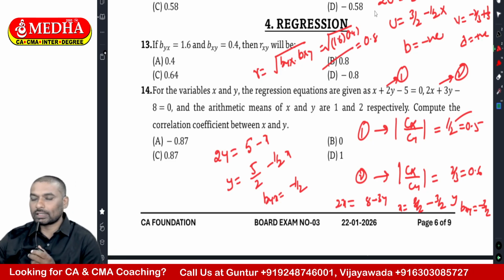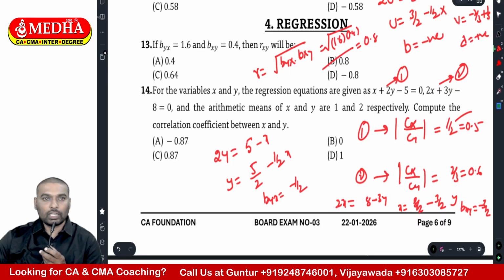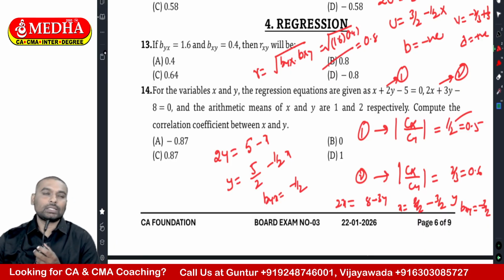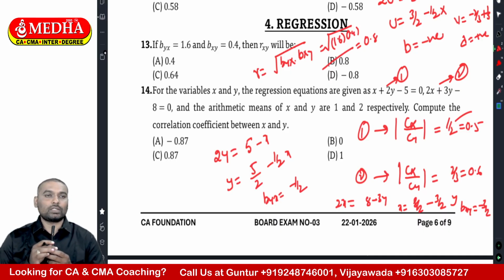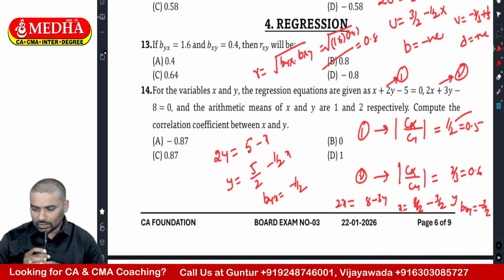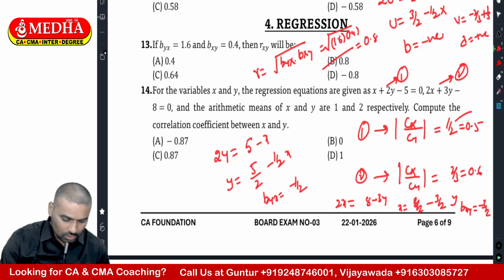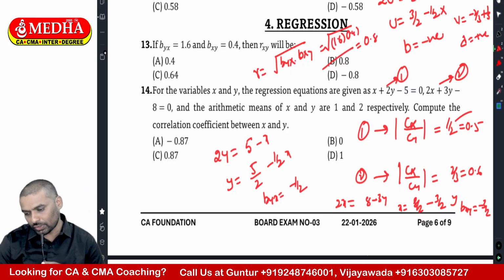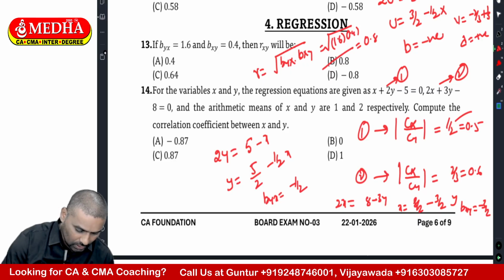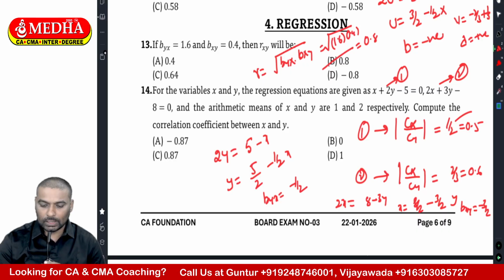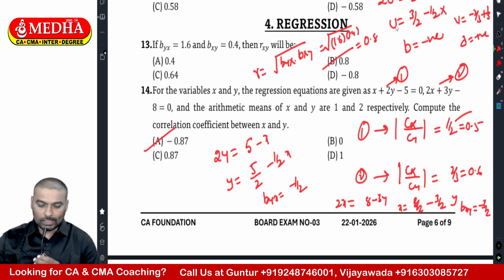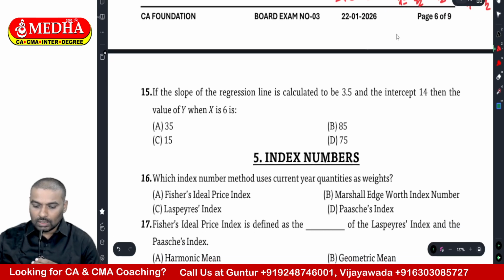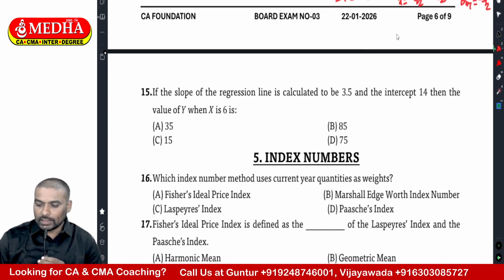Here both regression coefficients are negative, then correlation is also negative by using the signature property. If two regression coefficients are negative, then correlation is also negative. So after multiplying these two and applying the root, 1 by 2 into 3 by 2, that means 3 by 4, under root 3 by 4, that is minus 0.87. Option A is correct.